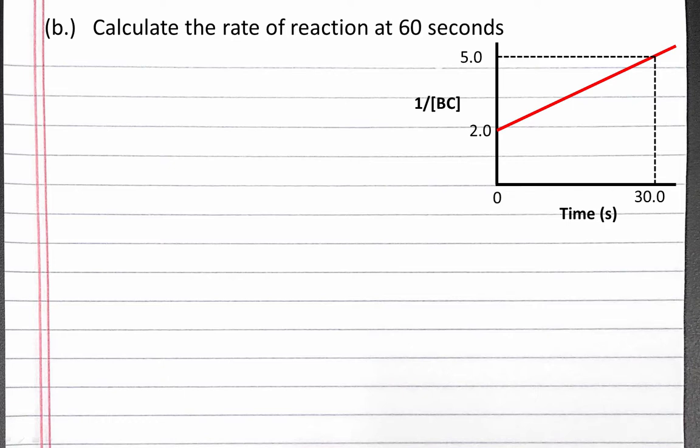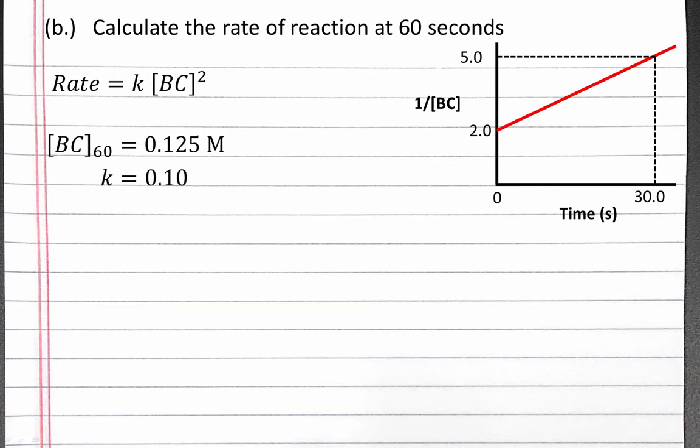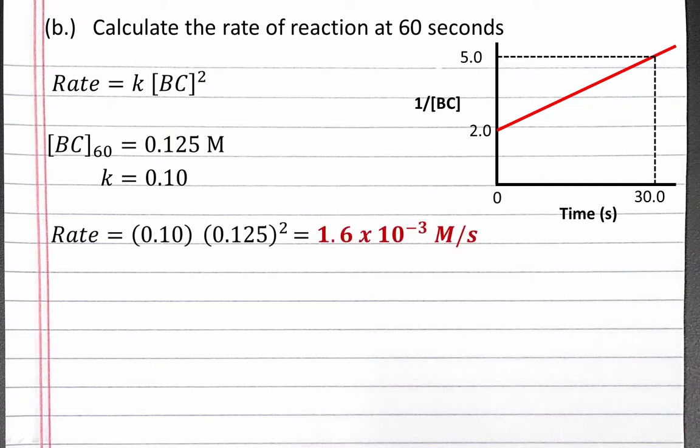Next, we'll calculate the rate of reaction at 60 seconds. This reaction is second order with respect to BC concentration, so our rate is equal to the rate constant times the concentration of BC squared. We've already calculated our concentration of BC at 60 seconds. It's 0.125 molar. And we found the rate constant K was 0.1 based on the slope. So plugging these in to our differential rate law, we get rate equals 0.1 times 0.125 squared, or 1.6 times 10 to the negative third molar per second.